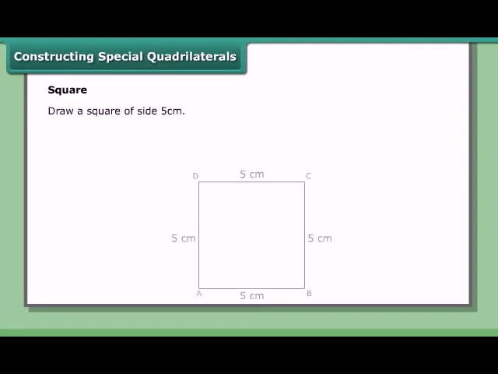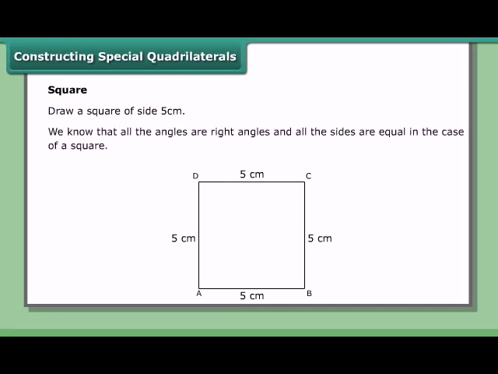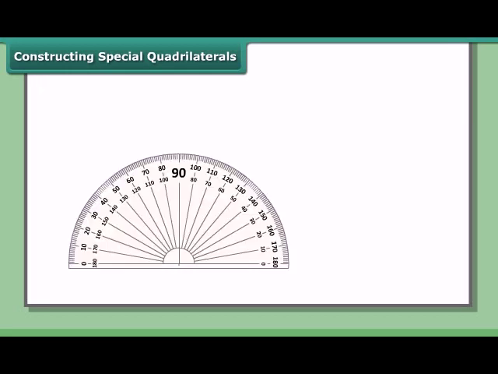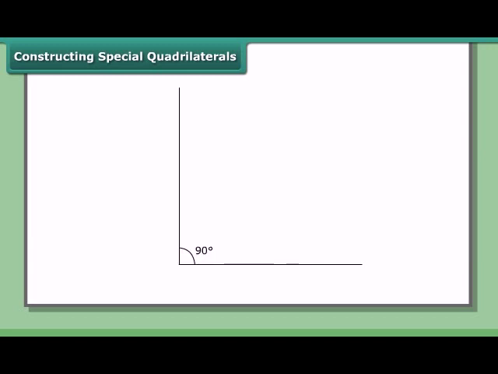Constructing special quadrilaterals: square. Draw a square of side 5 cm. We know that all the angles are right angles and all the sides are equal in the case of a square. Given one side length is equal to 5 cm. Steps. Draw a right angle with a protractor or compass and ruler at a point A.